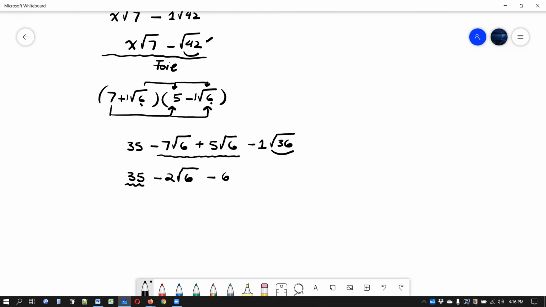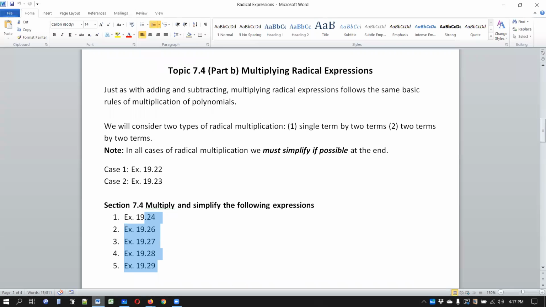We combine the 35 and minus 6. And be very careful. This is the final answer. If you combine the two, 27 radical 6, this will be wrong because this number is attached to the radical 6. So this is incorrect. So you will stop right here. This is our final answer. Okay, very important to remember. Okay, excellent.